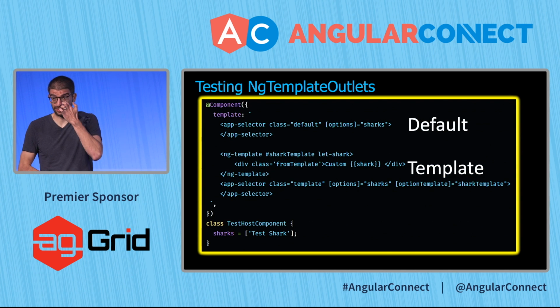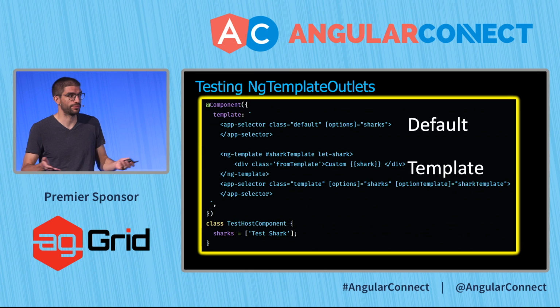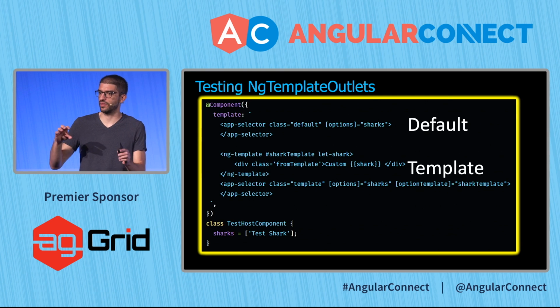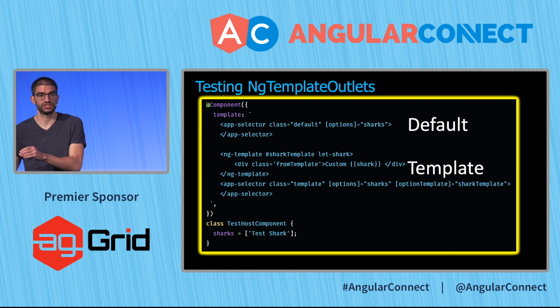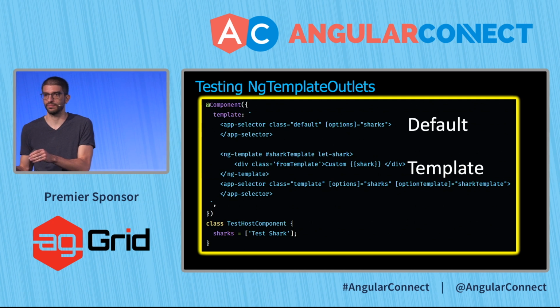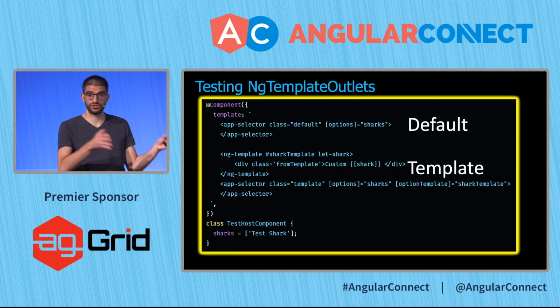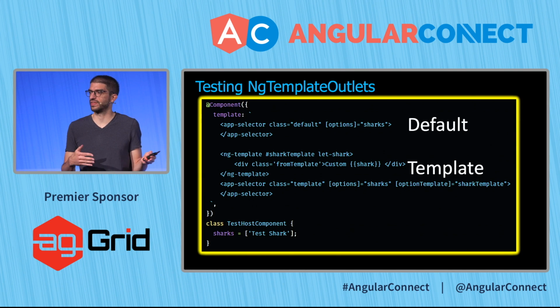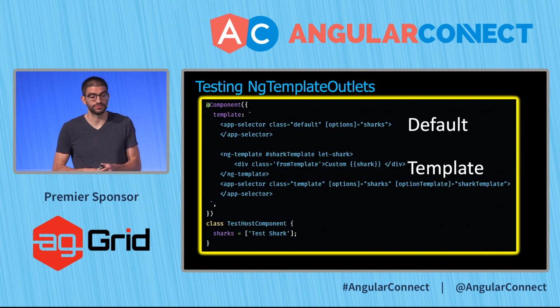And then finally, testing. Testing these templates is quite straightforward. So what we're going to do here is test that the default template is used if we don't pass in our own template. And then when we do provide a template, we want to make sure that it is being used to display the output.